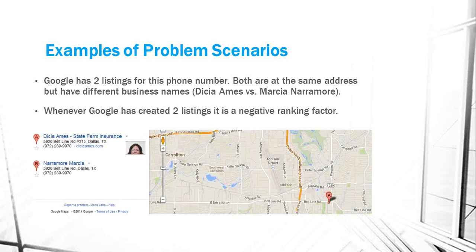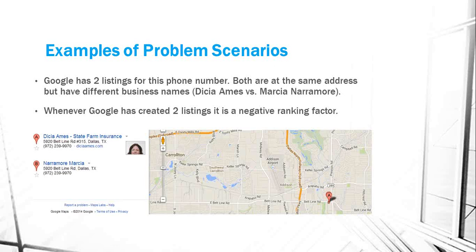Dentists have it happen a lot because they have doctors coming and going at their locations. So this is an example scenario that you would not want, where Google actually has 2 listings that they've created. Whenever Google's actually created a second listing for you, it's a sign that there are a lot of other sources out there that are referencing it.